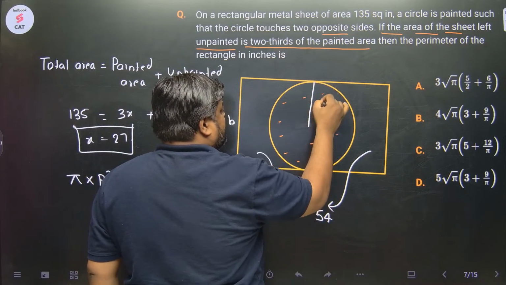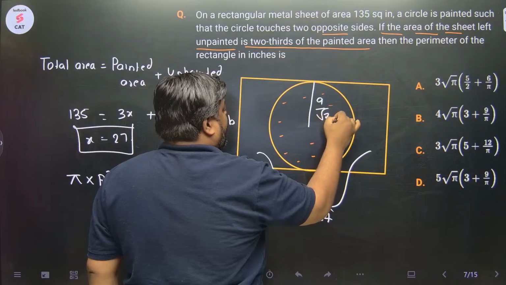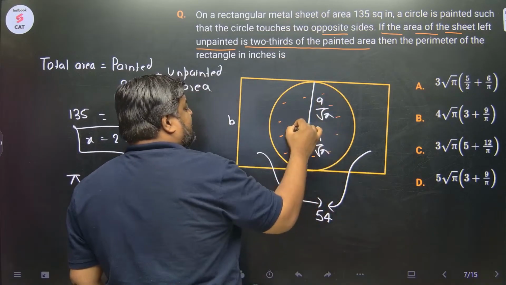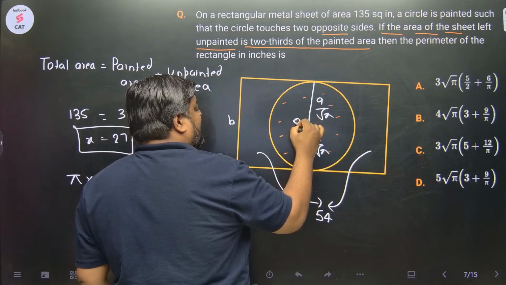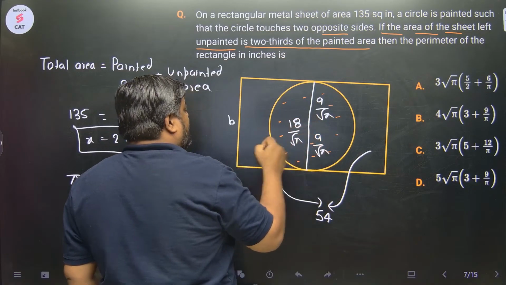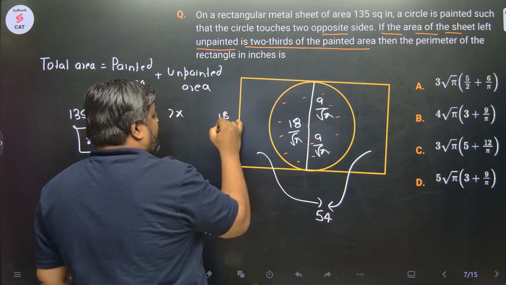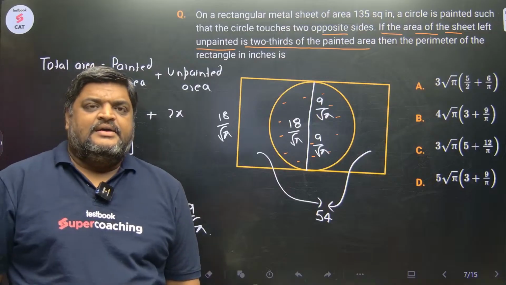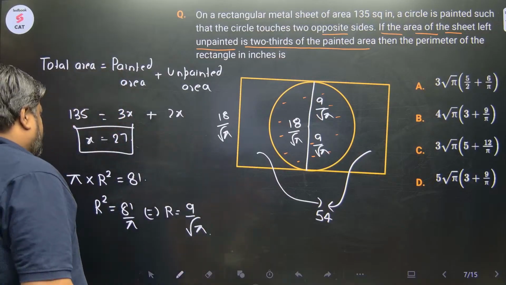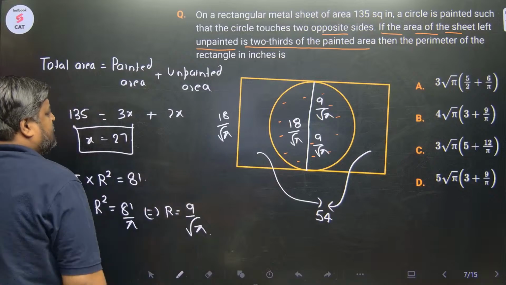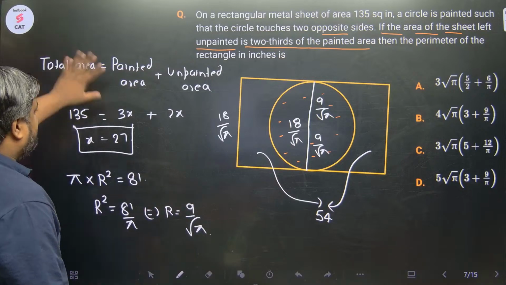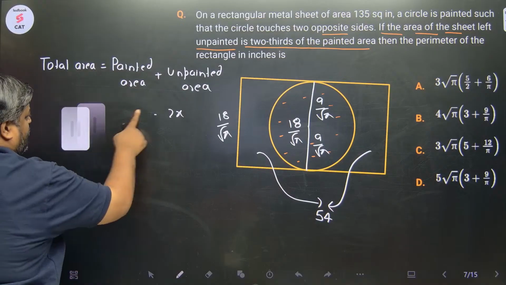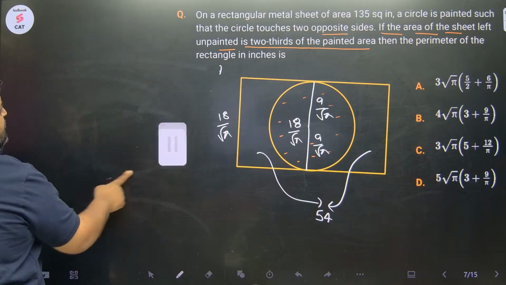Now the radius of this circle would be 9 upon root pi. This radius is 9 upon root pi, so this radius is also 9 upon root pi. The entire length is 18 upon root pi. So this breadth is 18 upon root pi. Right? Yes sir. Sorted. I hope you understood till here. I'm taking this out because I need some space. You can always go back, move the slider back, and watch what we have discussed.